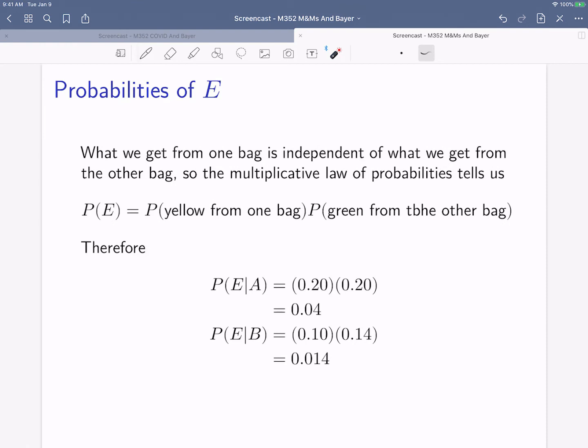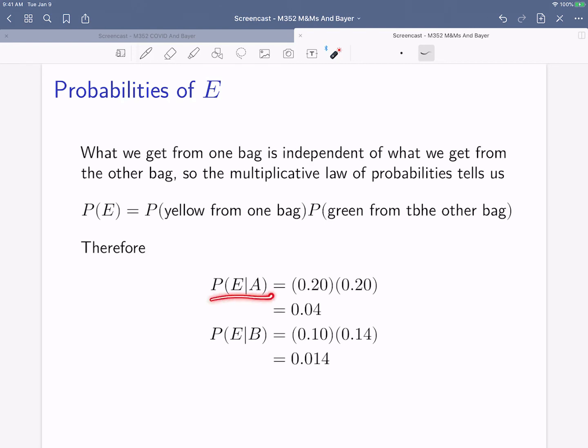When we draw these two candies, what we get from one bag is independent of what we get from the other bag, and so we can use the multiplicative law of probabilities, which tells us the probability that I draw these candies is the probability I get a yellow from one bag times the probability I get a green from the other bag. Those probabilities are different for each of the hypotheses.